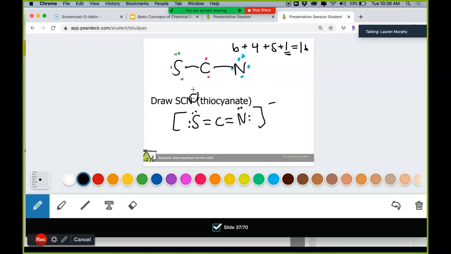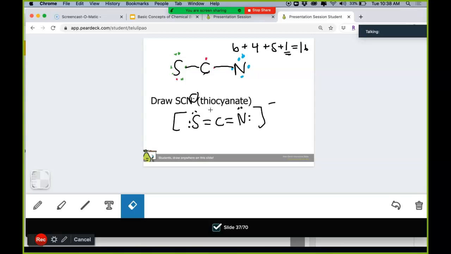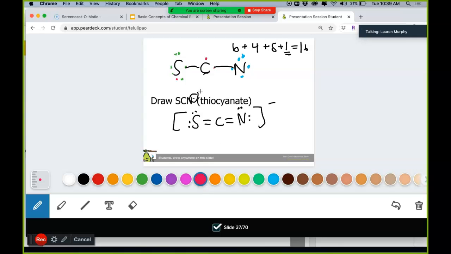Well, there's actually a bunch of other things you can do. Meaning, like, watch this. I could take this electron right here and I can give it to sulfur. That would complete sulfur's octet. Okay? And then what can I do? Well, I haven't included my extra electron yet, right? So I need to do that. My 1 extra electron because it's a -1. So I'm going to give that 1 extra electron back to carbon. And then I'm going to bond. So it would look like this. So this is another possible Lewis structure.